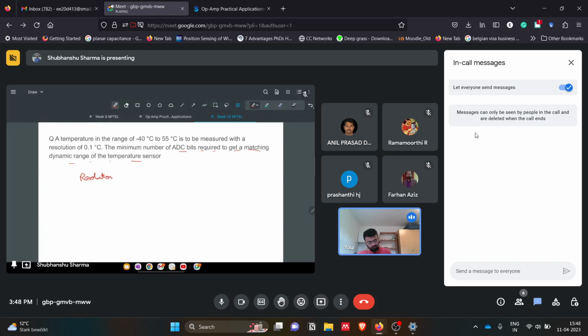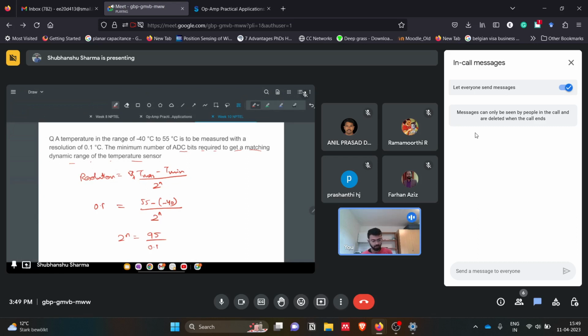Resolution, we have this formula: T max minus T min divided by 2 to the power n. So this will be 55, that is the maximum temperature, minus minus 40, over 2 to the power n. This is 0.1. This will be 95. So if we solve this, then we can get the number of bits.